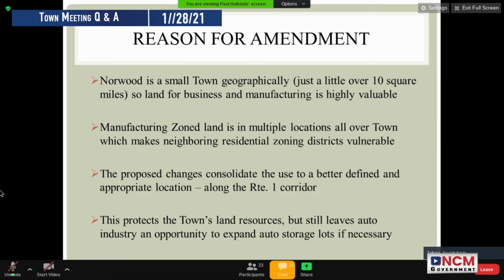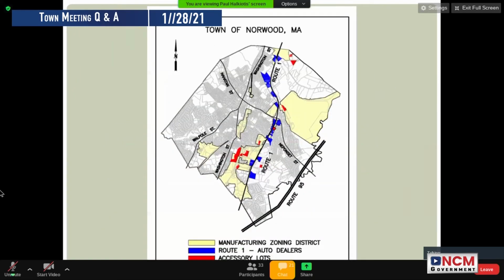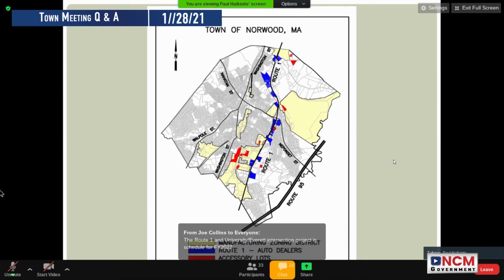And it brings these uses back to the Route 1 corridor so that they're not spread out throughout the town, creating traffic safety issues. This will protect the town's land resources, but still provides a place for the auto industry to store the vehicles that they need to. This slide shows the area where the current auto dealerships are, where the storage lots are, in the manufacturing zone. The tan color is where the manufacturing zone land is. The blue shows where our current auto dealers are located, and the red shows where the accessory open lot storage lots are.